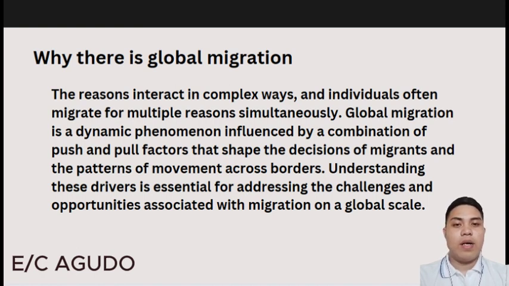On the other hand, pull factors are conditions in the destination country that attract people to move there. This can include better job opportunities, higher wages, better living conditions, and political stability or educational purposes. For example, high-income countries such as the United States, Canada, and European countries are popular destinations for migrants due to their strong economies and job markets.